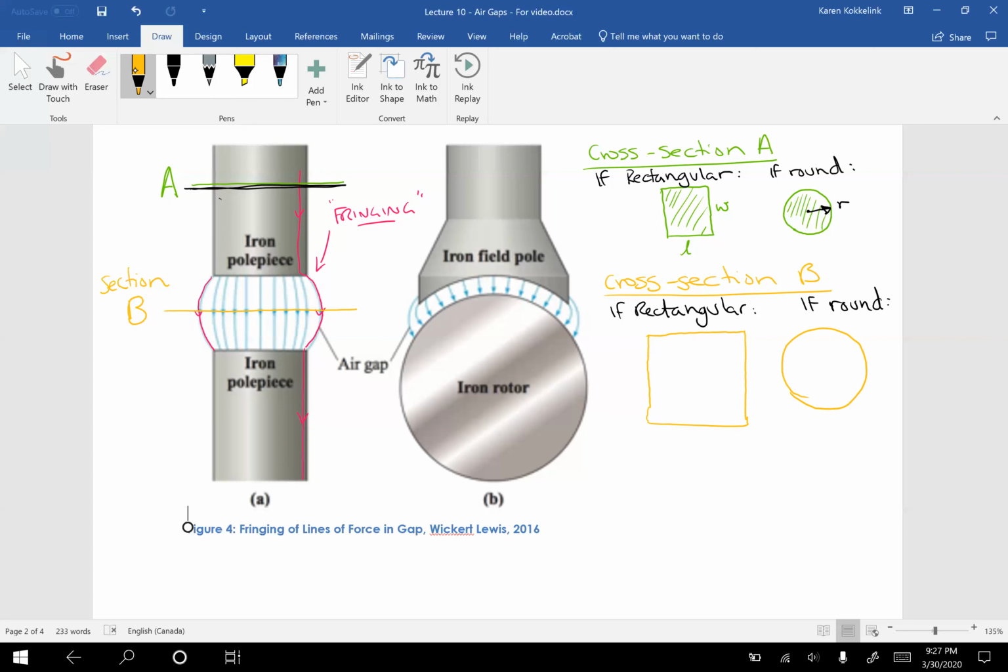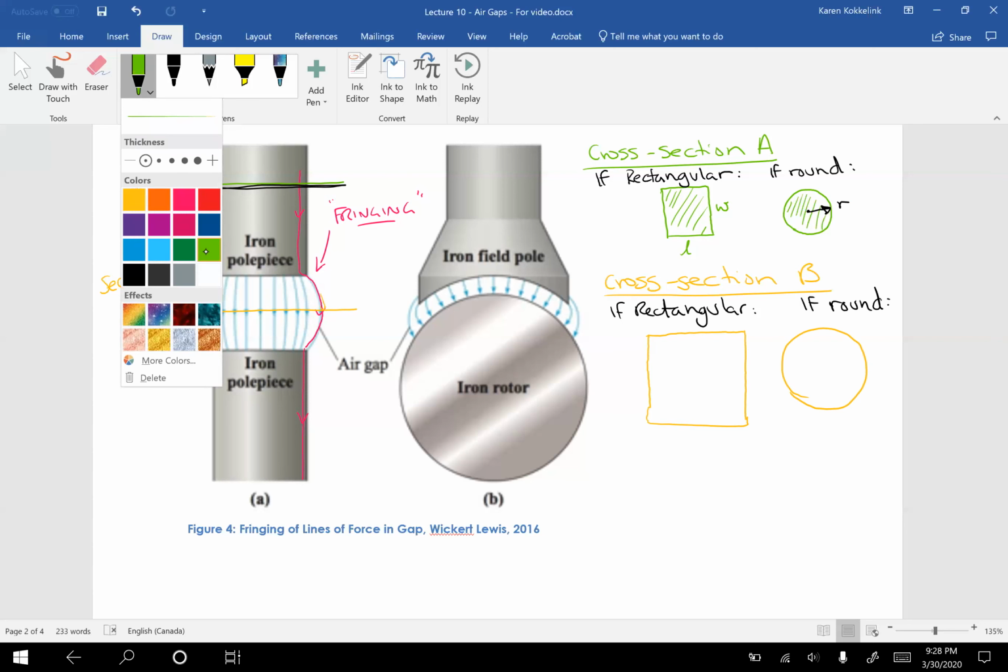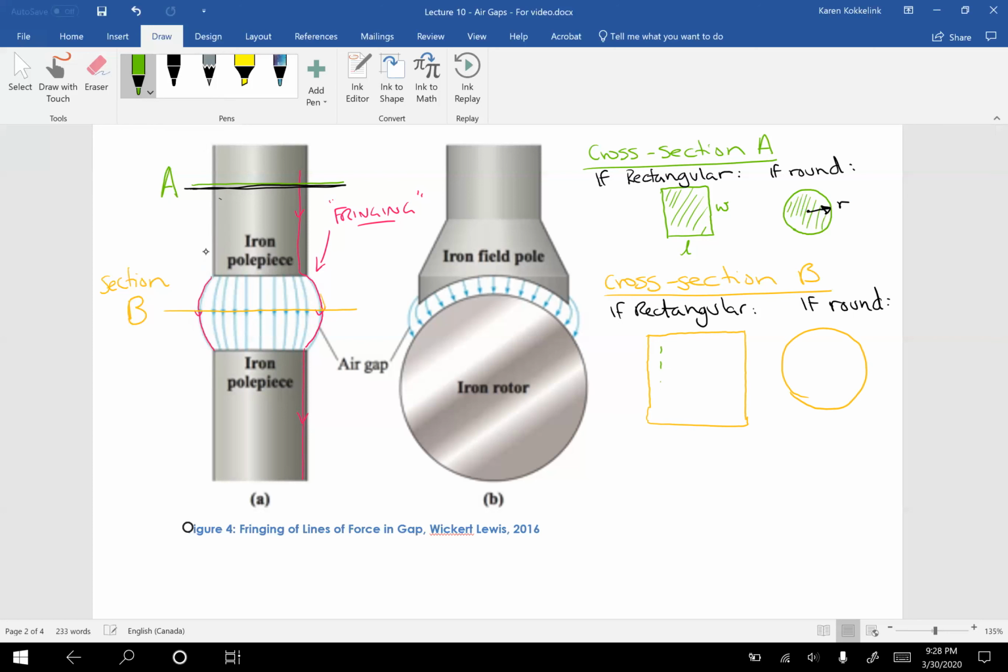So where the fringing happens and there are lines of flux passing through air, it takes on the same shape as the iron that it came out of, but it would be larger because you can see that the lines of force came out. If I were to draw the iron in the background, I could do that, and it would be smaller than the lines of flux that poked out in the air gap. So in each case, there is the fringing behind it.